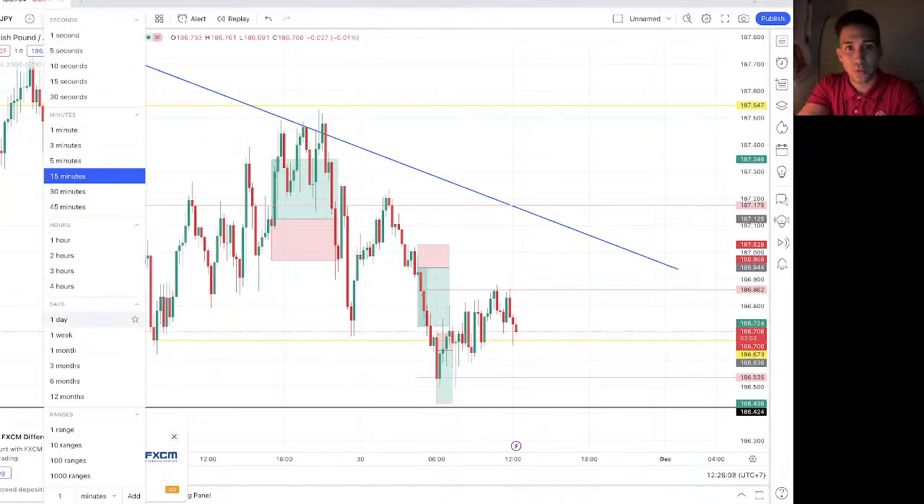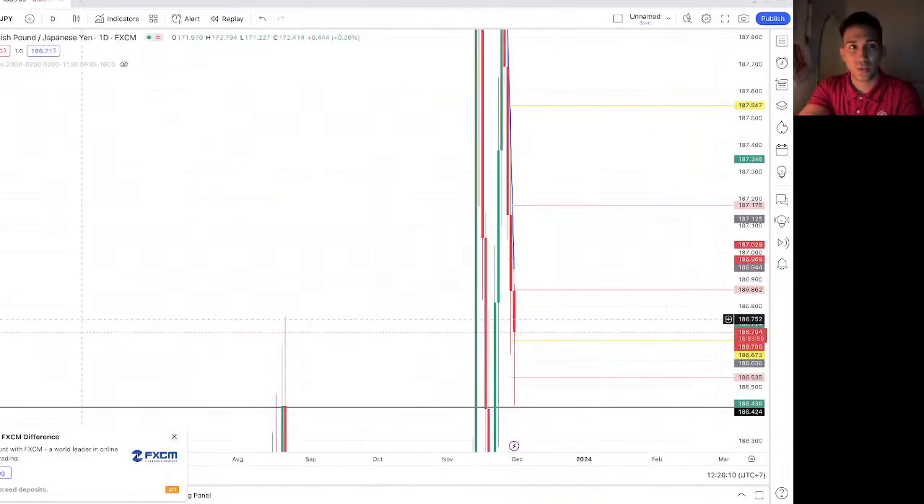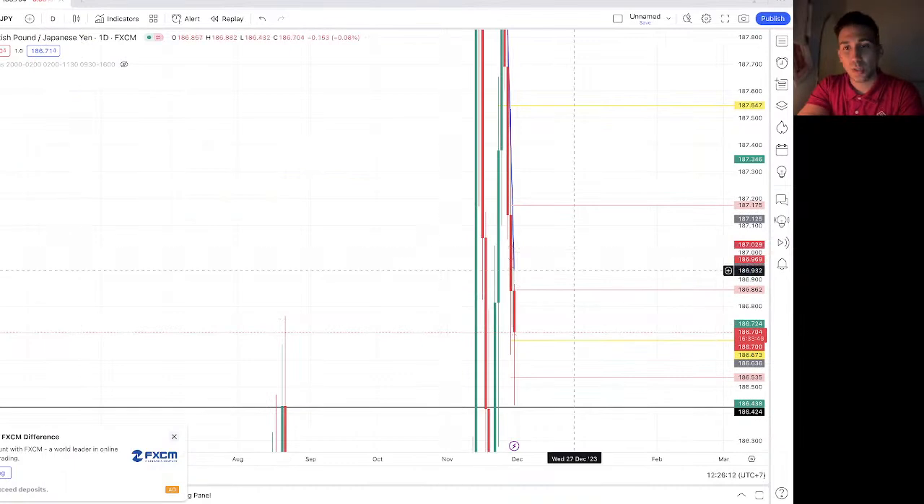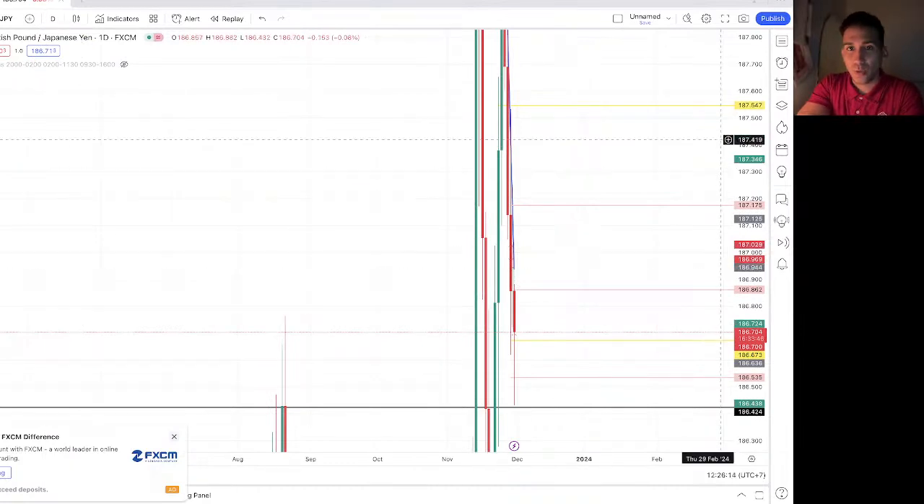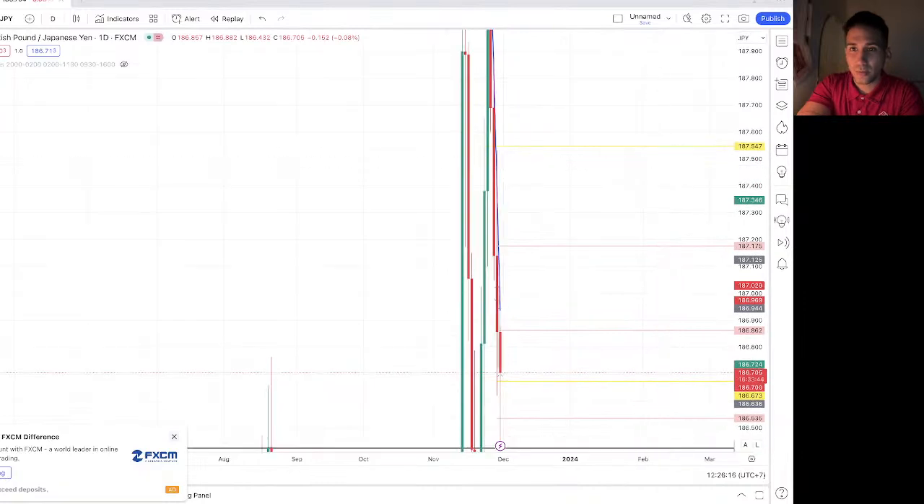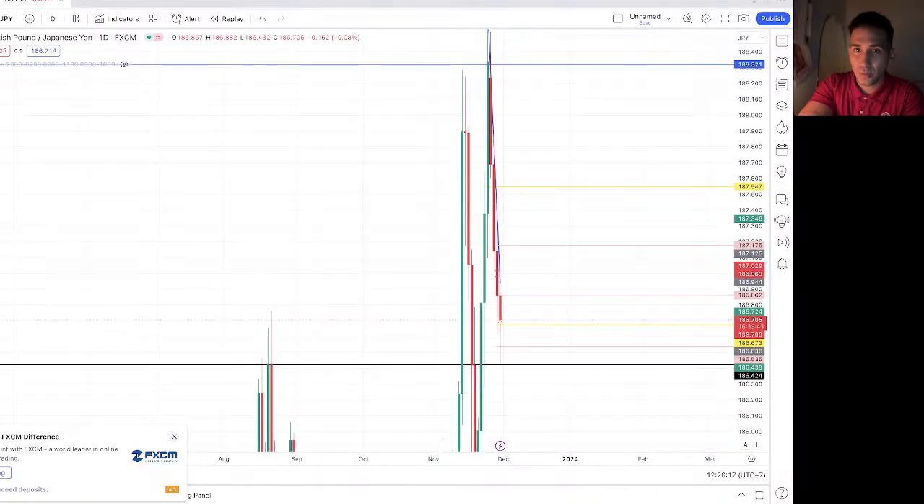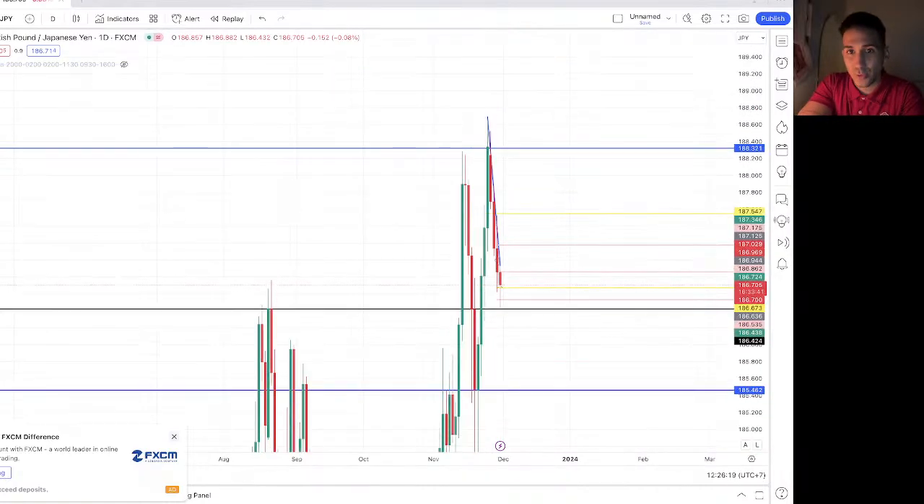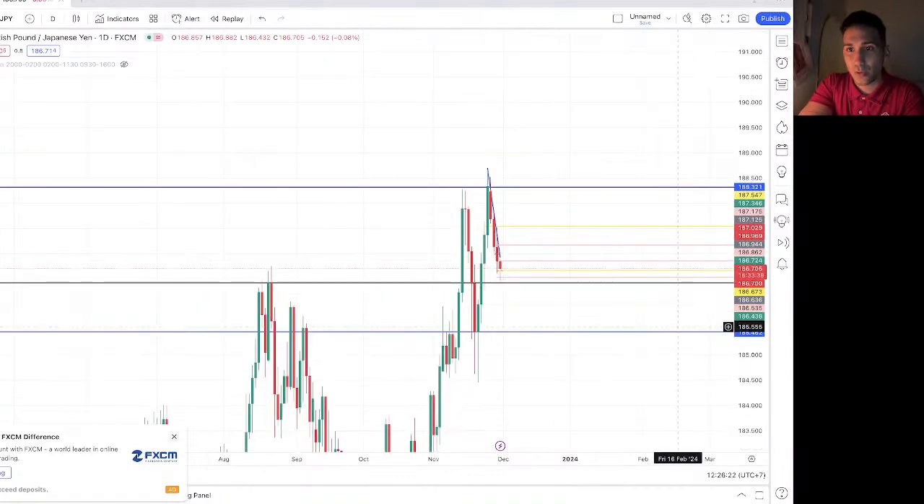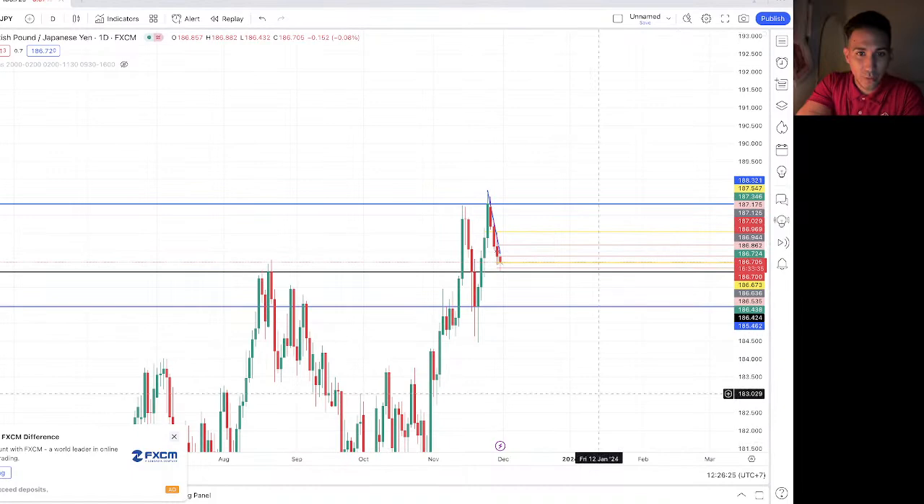For me, I would always do the analysis. This is the British pound, dollar, and Japanese yen. I will always do the analysis from top to bottom. It is essential for you to know this kind of analysis when it comes to trading Forex, basically all kinds of trading.